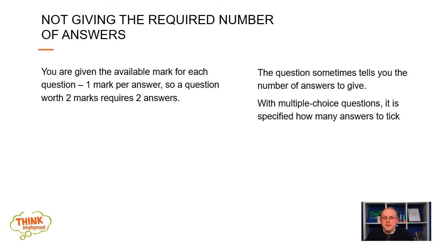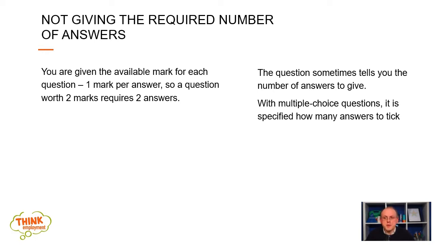Our next point is not giving the required number of answers. Some learners have lost marks because they have not given enough answers. For example, they give only 1 answer when they were required to give 2 answers. You know how many answers to give because you are given the available mark for each question every time. There is 1 mark per answer, so a question worth 2 marks requires 2 answers.